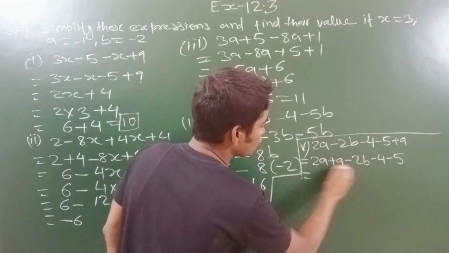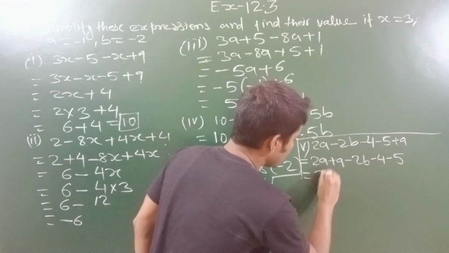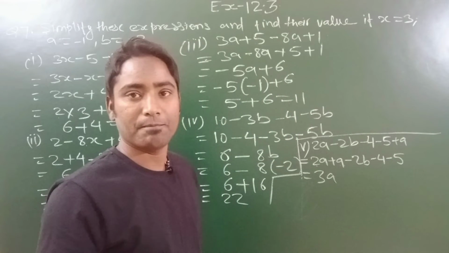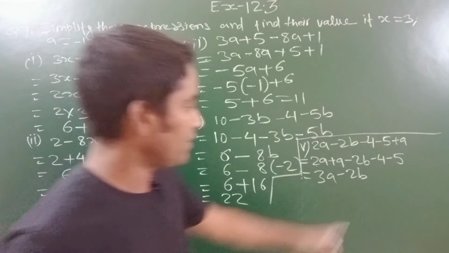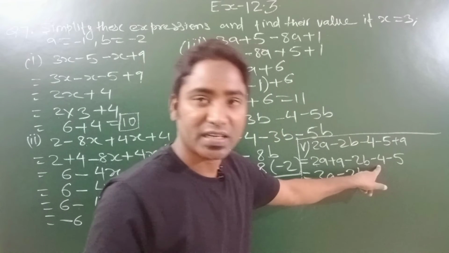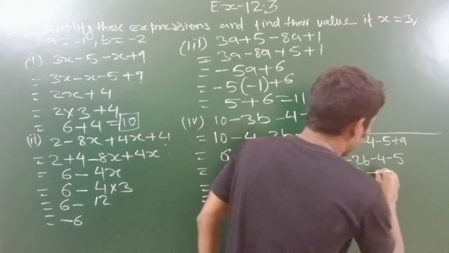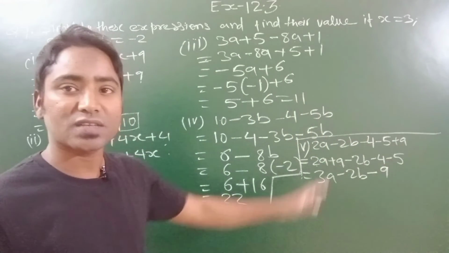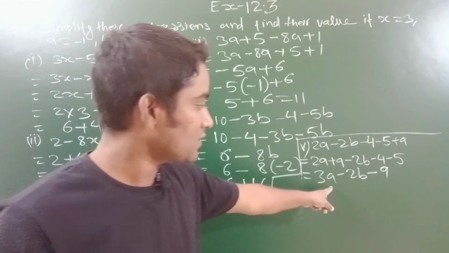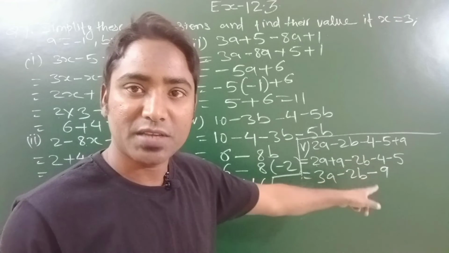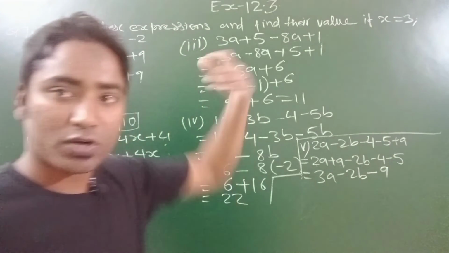Both are plus, students, so 2a plus a means 2 plus 1, that is 3 followed by the variable a. Okay, now minus 2b written as it is. And then here both are having minus sign, so we will add them and consider the sign of minus only, that is 4 plus 5 will give minus 9. This is the simplified form of the expression. Now here the x variable is not involved, only a and b are there, so put the value of a and b and get the value of the expression and forget about x.